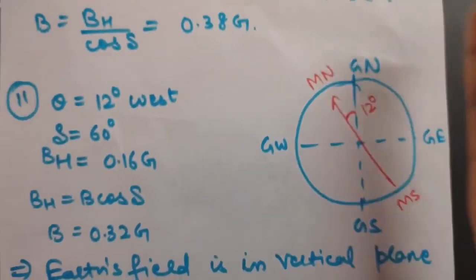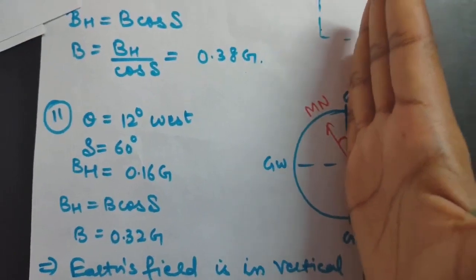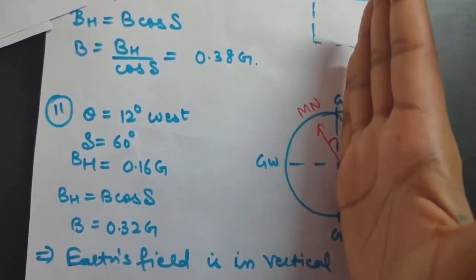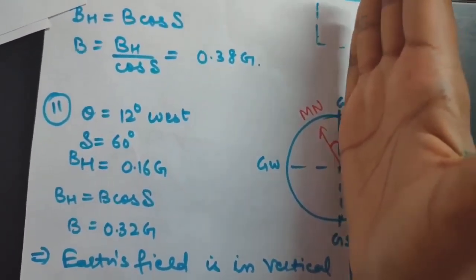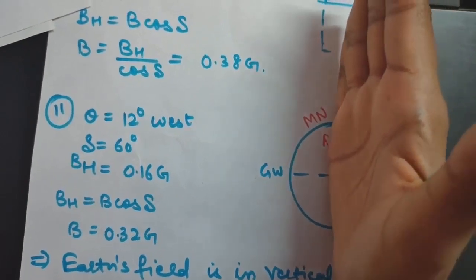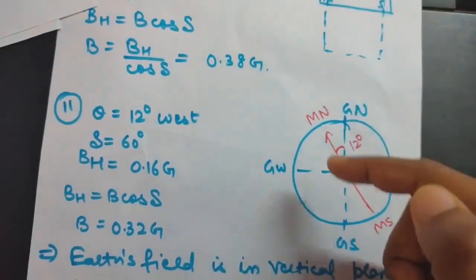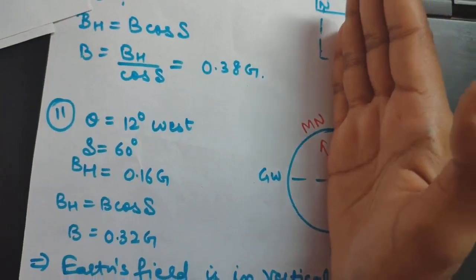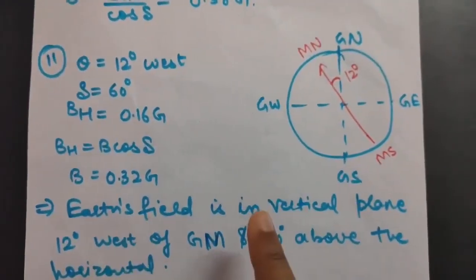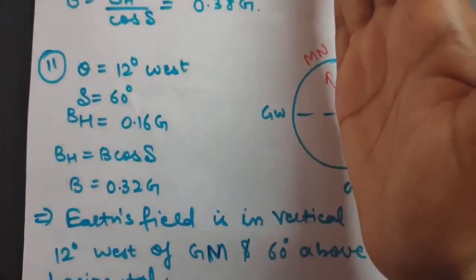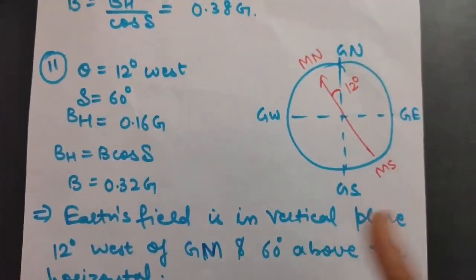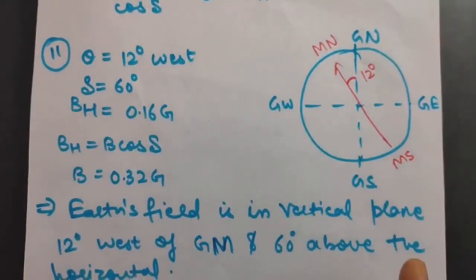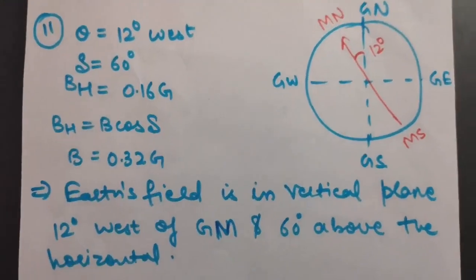Understand clearly in this diagram. See here, this will be the geographical meridian. My palm will be the geographical meridian because this will be a plane which is passing through geographical north and geographical south. Okay, so this line is 12 degree west of this geographical meridian. So the Earth's magnetic field is in vertical plane, that is vertical plane 12 degree west of geographical meridian and 60 degree above the horizontal, which is given in the question only.